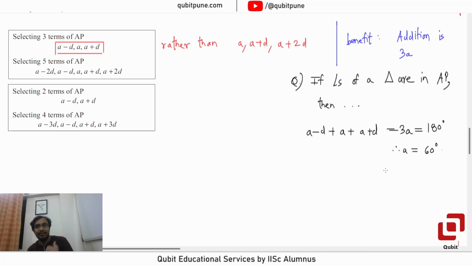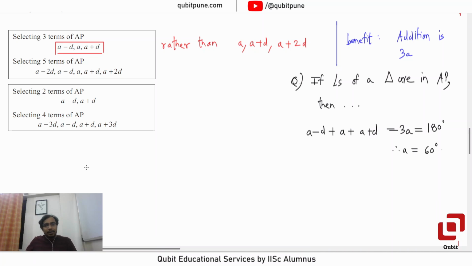The other two angles can then be chosen depending on what common difference you take. If you take it as 10, then it will be 50, 60, 70. If you take the common difference as 20, then it will be 40, 60, 80 and so on. So A minus D, A plus D is a better choice than A, A plus D, A plus 2D, especially when sum, addition is given. Similarly, if we have 5 terms, then don't choose them as A, A plus D, A plus 2D. That's correct, but from the solutions point of view, it's better if we choose them as A minus 2D, A minus D, A, A plus D, A plus 2D.